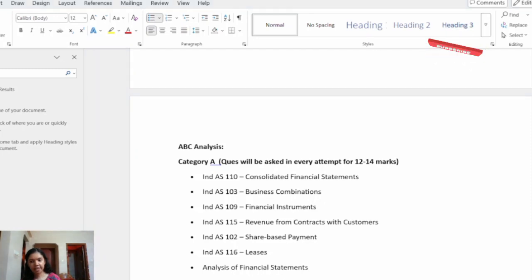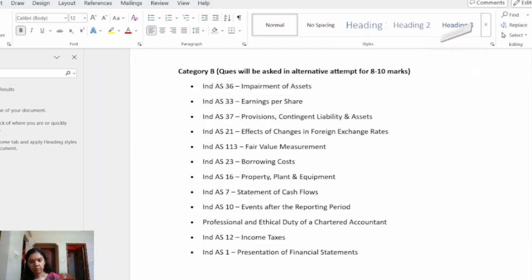Now we will see category B. The following Ind ASs and topics will come under category B. The questions regarding these will be asked in alternate attempts as per the past trends, and they will be asked for 8 to 10 marks. So you can note this down as well.